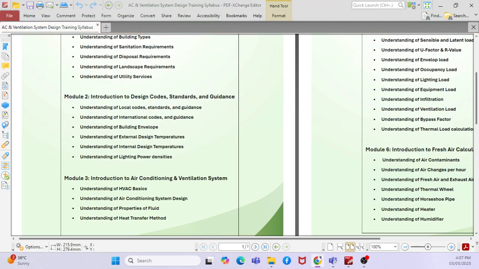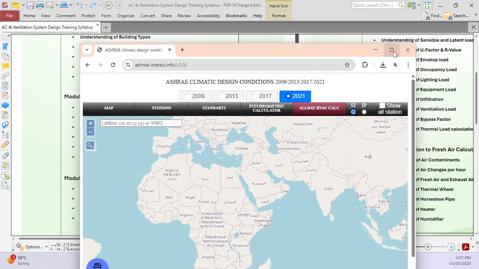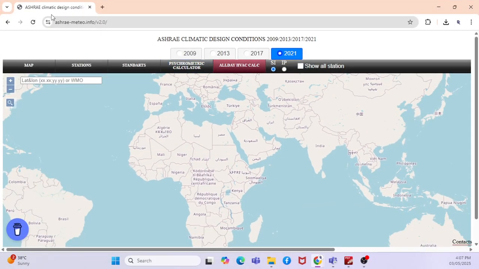Let me open one of the websites where you will understand the ASHRAE guideline. So this is the ASHRAE climatic conditions. You can see it, right? Yes, I can see. So this is the very basics. Whenever you start an air conditioning project, the location is very important. Say you are working on India projects, or Saudi projects, or European projects. Whatever the project, the first thing to understand is the local condition, the climatic design condition.